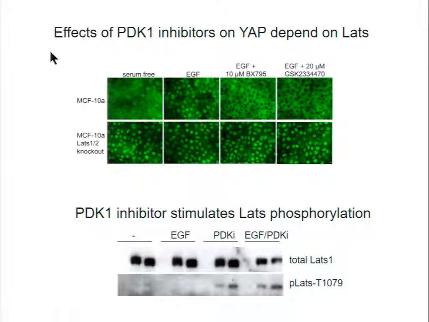And we showed that this does work through the Hippo pathway, because EGF sends YAP to the nucleus, but PI3 PDK inhibitors block that effect. But if you knock down LATS downstream, then the inhibitors no longer work. So they take effect through the LATS kinase, which phosphorylates YAP in the Hippo pathway. And we also see that the PDK inhibitors stimulate phosphorylation of YAP. So these two argue that the PI3 kinase PDK inhibitors are acting through the Hippo pathway.